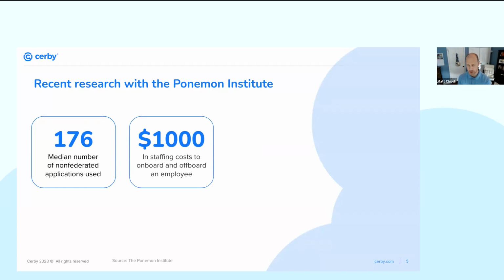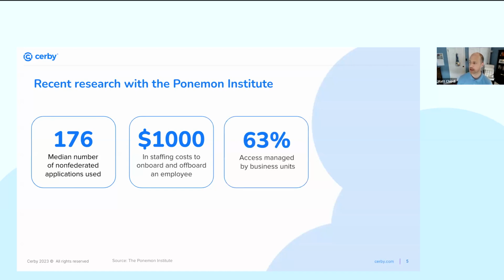In terms of staffing costs, what people often forget about non-federated applications is that there is a large manual effort that goes into onboarding and offboarding access, because you can't do it with your identity provider. What we found is that there is a hard cost of around $1,000 in staffing costs to manually onboard and offboard an employee or a third party to a group of non-federated applications. The other thing that stood out in the research was when we looked at who's managing this access. Again, remember, when you have a non-federated app, you can't manage it from your identity provider, whether it's an Okta, an Azure AD, Ping, whatever it might be, because the app itself does not support being managed through an IDP.